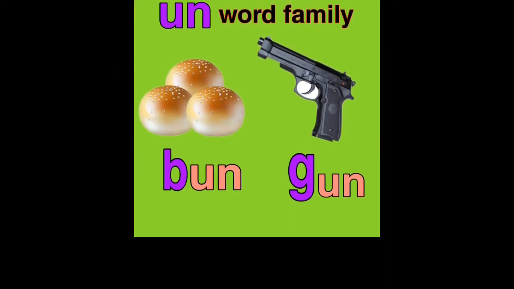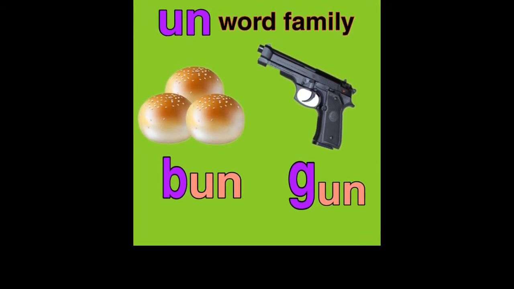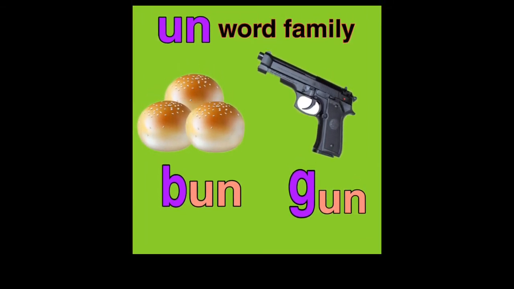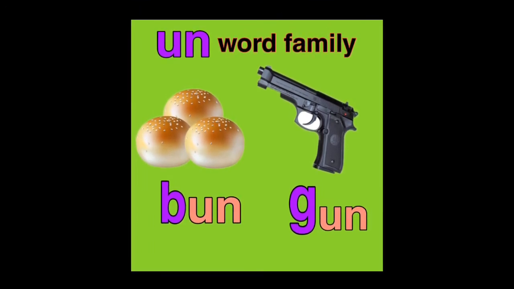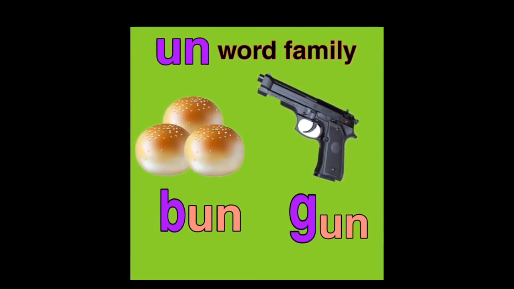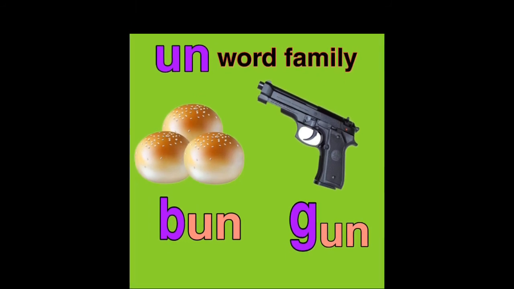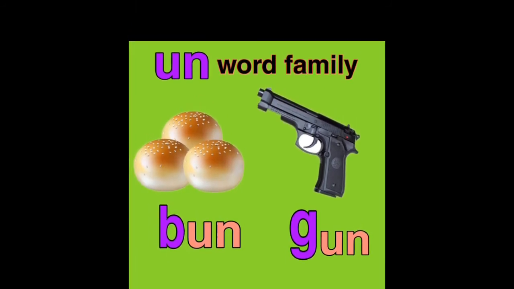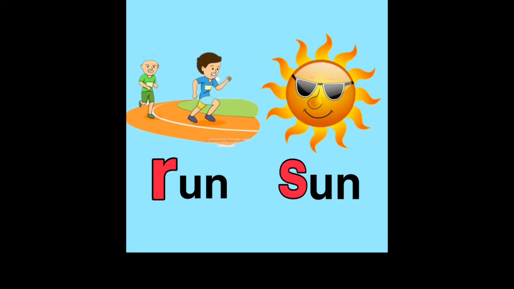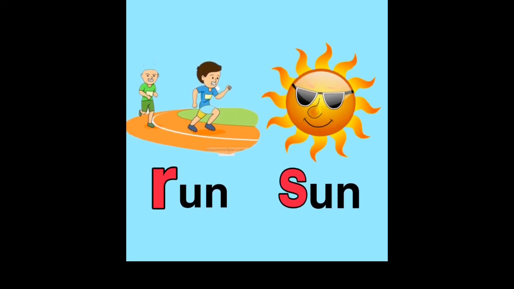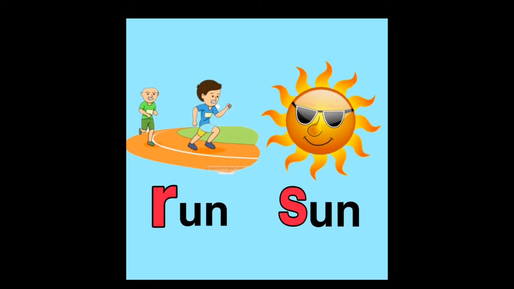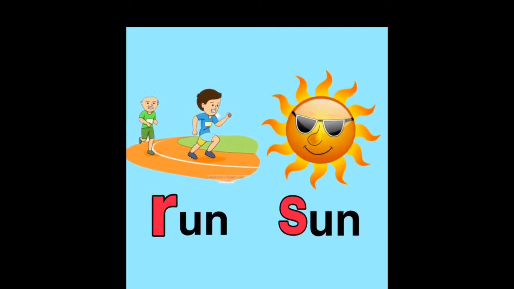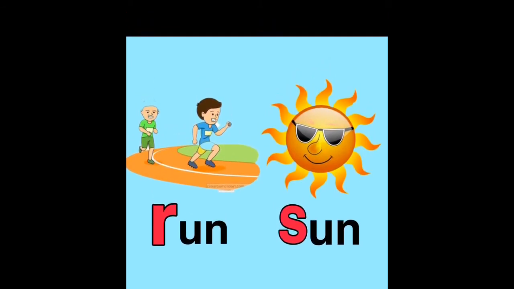Now let's see what the un word family has. B, un, bun. G, un, gun. R, un, run. S, un, sun.